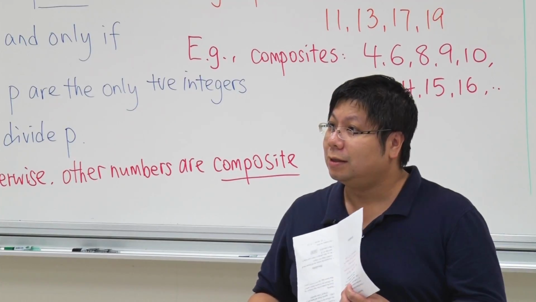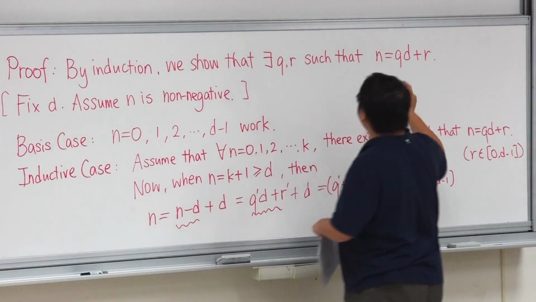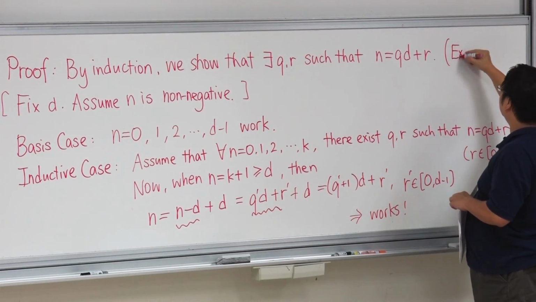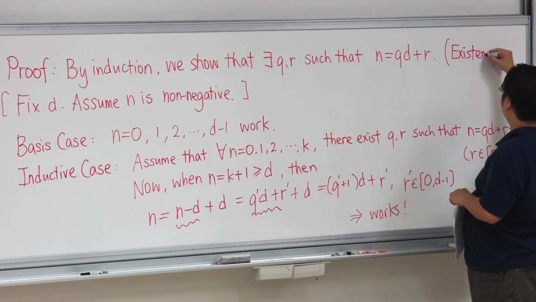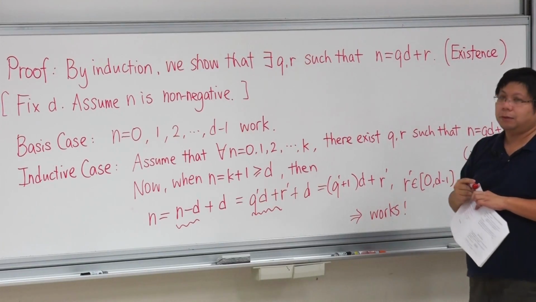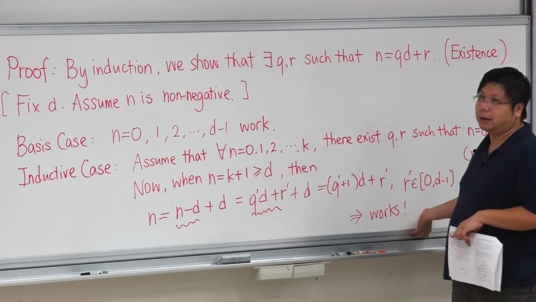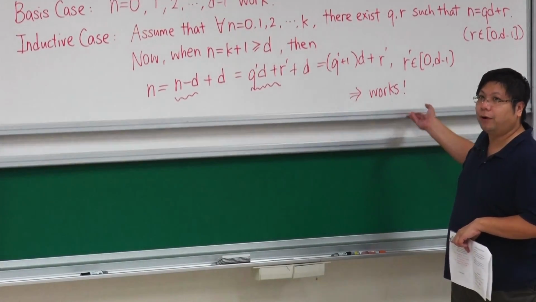Is that okay? But so far, this shows existence. So this is the existence part. And then we still need to show uniqueness. So why is the Q, R pair unique for any n?